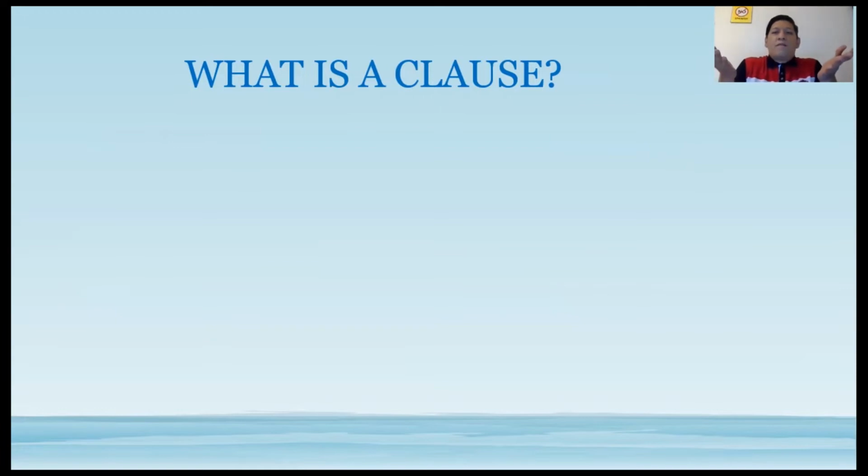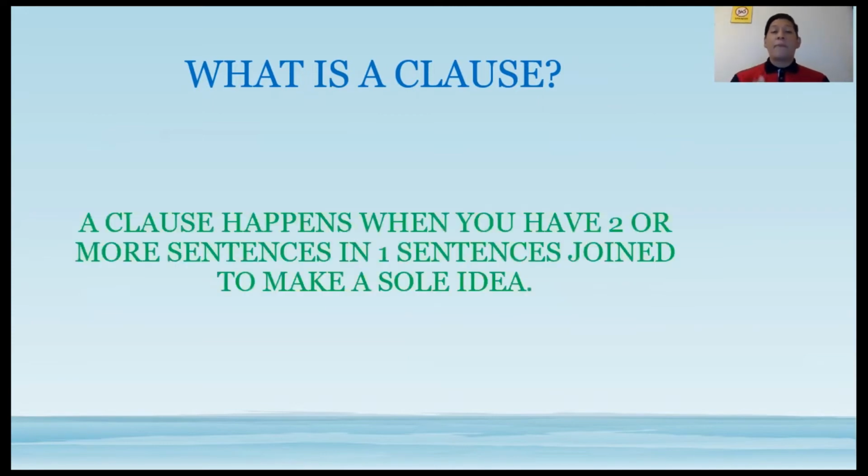Now, continuing with this, it mentions that we need to have clauses, but what is a clause? Is a clause a sentence? Is a clause a phrase? Let's try to think and analyze what a clause is. A clause happens when you have 2, 3, or more sentences in only one sentence, and they are connected, joined to make one sole idea. So let's think about this. We have 2 or 3 or 4 sentences, but it's only one sentence. So we have only one idea, but it is made of 2 or 3 or more sentences.